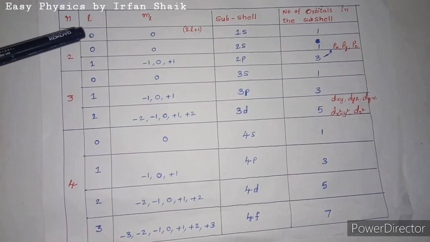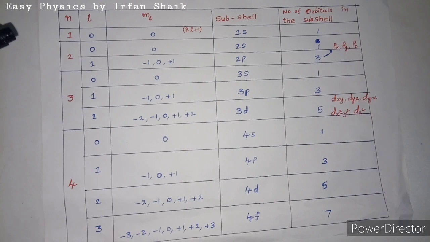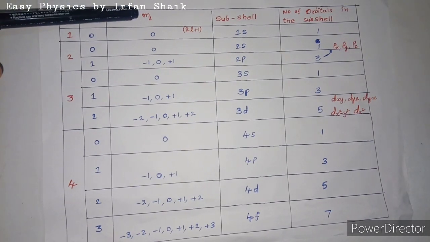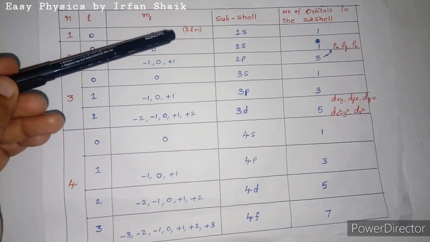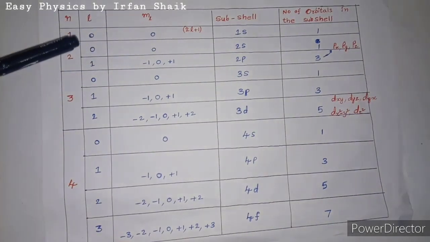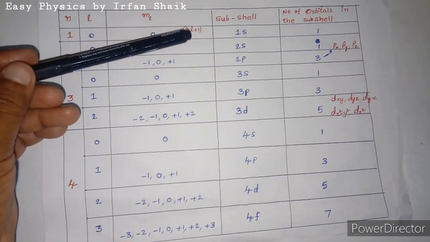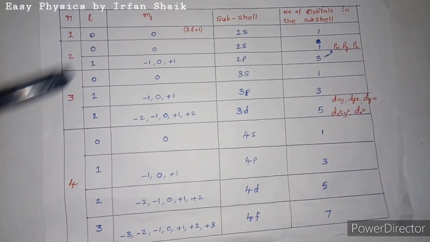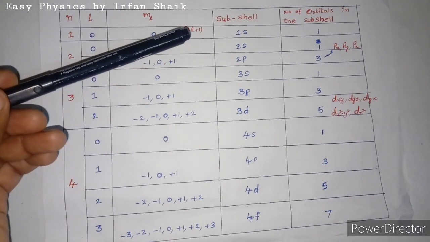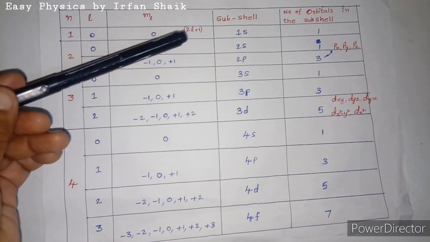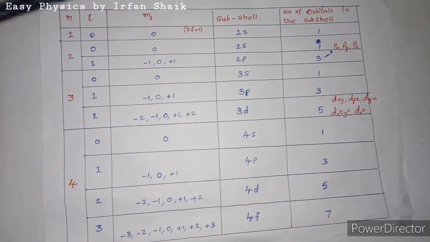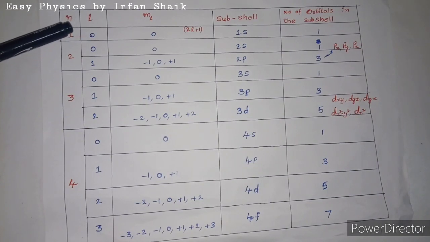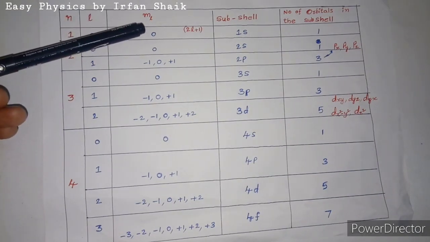So if l is equal to 0, let us find out how many values we get for ml. Here is the formula: 2l plus 1. Substituting the value of l in this formula, we get 1. So only one value we get for ml when l becomes 0. That one value is 0.